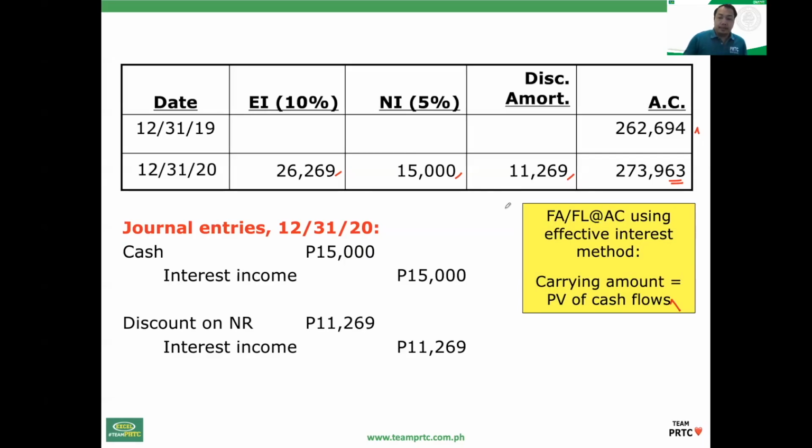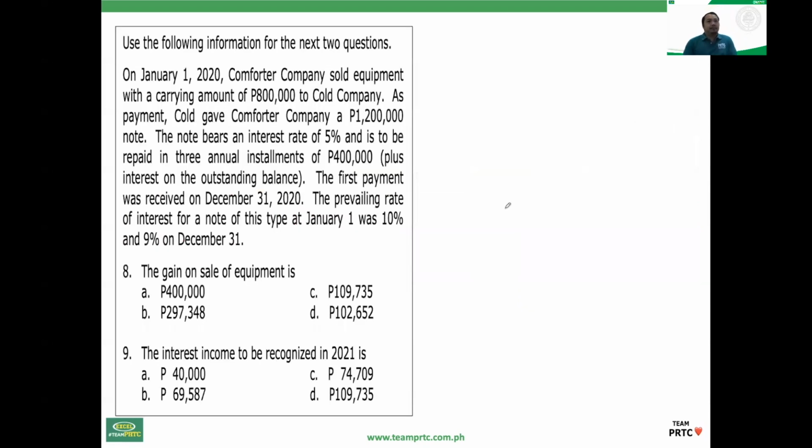The next two questions. Number 8, gain on sale of equipment. How do we normally compute gain or loss? Proceeds less the carrying amount. But this time, instead of cash, it's a promissory note. We've already encountered disposals of PPE, but with cash consideration. So how about with a promissory note?